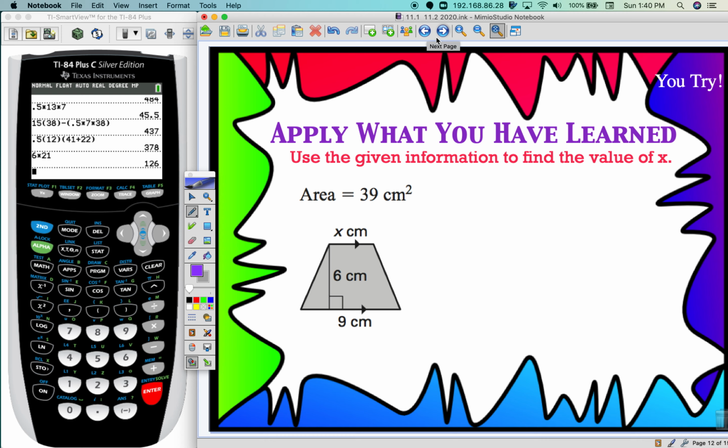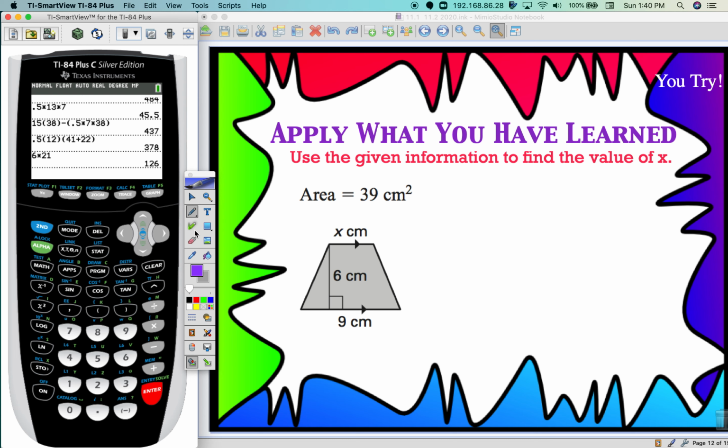All right, here's a similar problem. So again, why don't you pause the video for a second, try this one on your own, and make sure you get what I do. All right, this time it's a trapezoid. So there's my formula. I already know the area is 39. I know the height is 6. I know that one base is 9 and the other one is x. So I'll just do the algebra and solve for x.